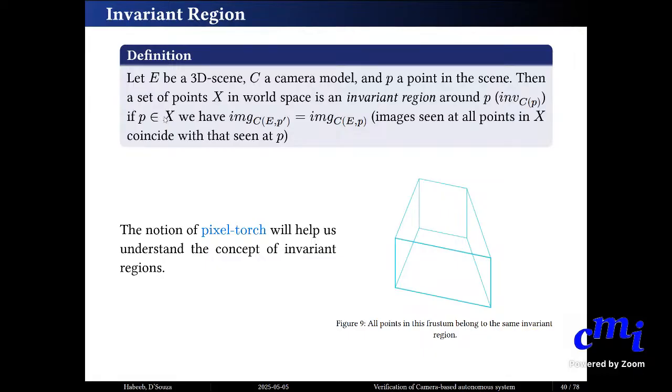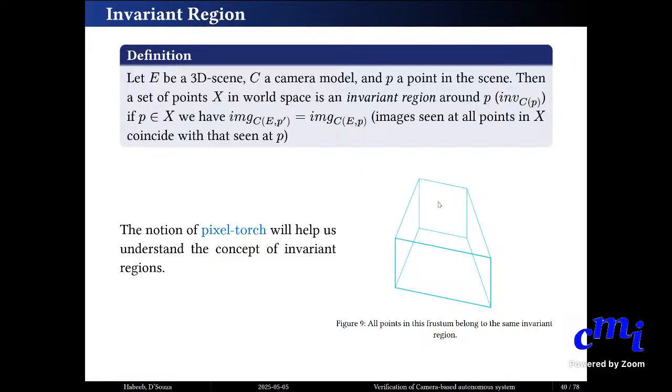What you want to say is that if P dash belongs to X, then the images should be the same, right? Yeah, and this is an if and only if condition. This is invariant over what? Invariant over the images produced.